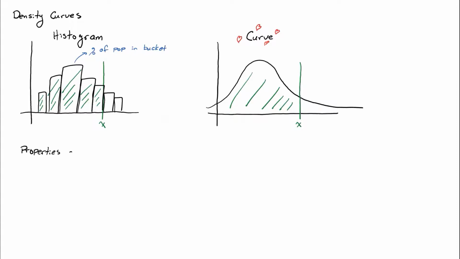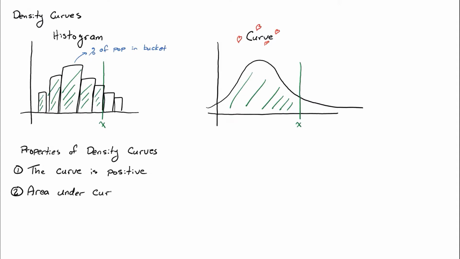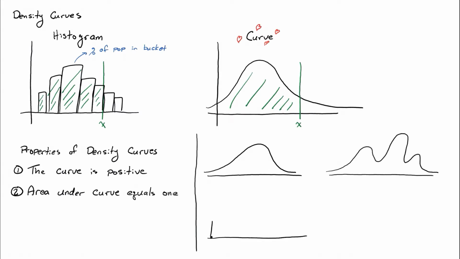This curve is called the density curve, and they have two properties. First, it wouldn't make sense for a negative number of people to have a certain height, so the curve must always be positive. Second, everything is under the curve, so the area under the curve is 1, or 100%. Any curve that satisfies these two properties is a density curve. The most famous is a normal curve. But a density curve could look like this or this, as long as it's positive and the area is 1.